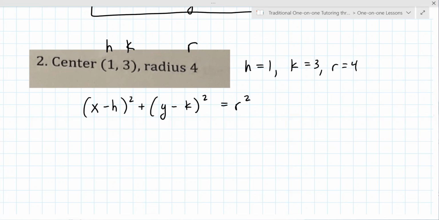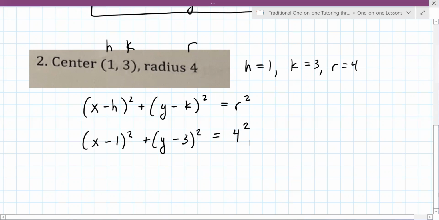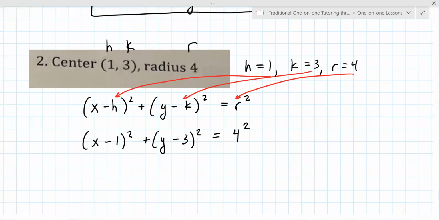Okay, so once you have this equation, and once you know these three values, you simply put those values in for h, k, and r. So it's x minus 1 squared plus y minus 3 squared, because k is 3, equals 4 squared. Do you see how I substituted those three numbers in for h, k? This is going to be new for me. Well, we just did a problem just like it. I know. Let me just write that down. Okay, sounds good.